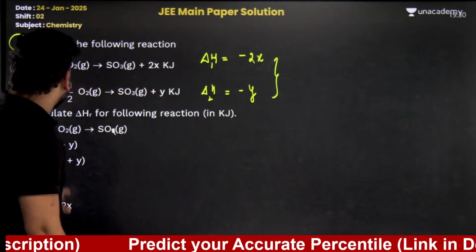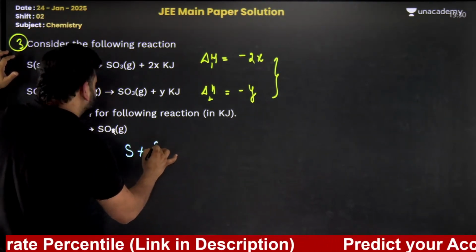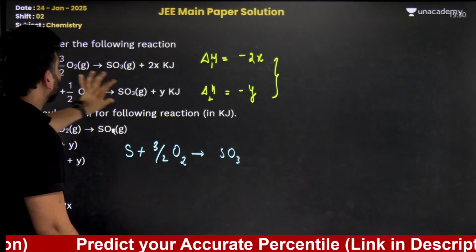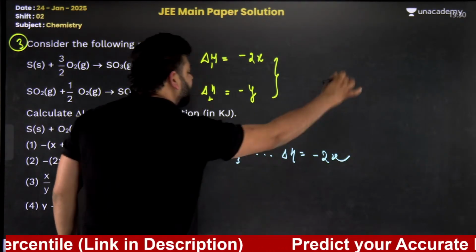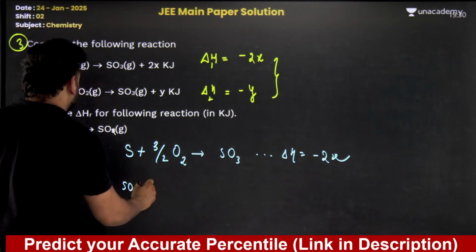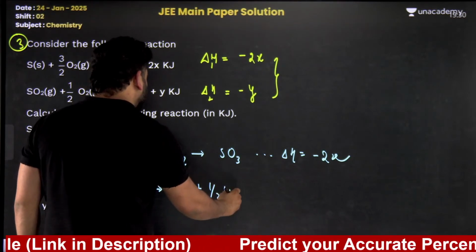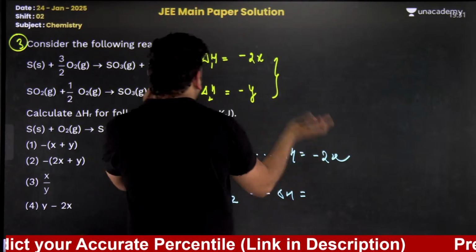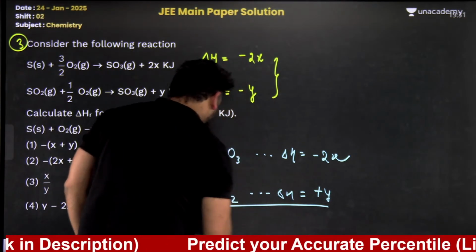So we'll try to prepare this equation. Our first equation will be written this way only, that sulfur plus 3/2 O2 gives us SO3, and we'll reverse the next equation, and we know that delta H of this reaction is negative of 2x kilojoule per mole. Now reverse the equation and you will get SO3 gives you SO2 plus half O2, and for this reaction the delta H will become how much? Y is given, that will be reversed, that will become positive Y.